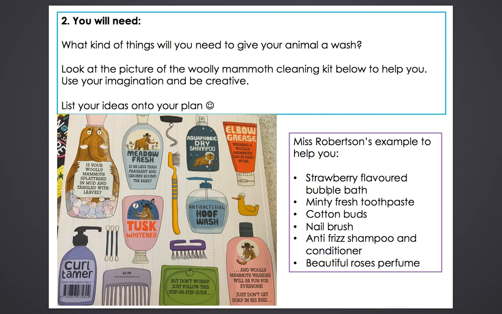Okay, so on my list for the woolly mammoth kit, I've got some strawberry flavoured bubble bath, some minty fresh toothpaste, some cotton buds, a nail brush, some anti-frizz shampoo and conditioner, and beautiful roses perfume. Okay, and I've tried to use my adjectives to describe each one. So have a go now, pause the video, have a think, what kind of things could you use to wash your animal? If you're struggling for ideas, use some of these in the picture to help you. Okay?